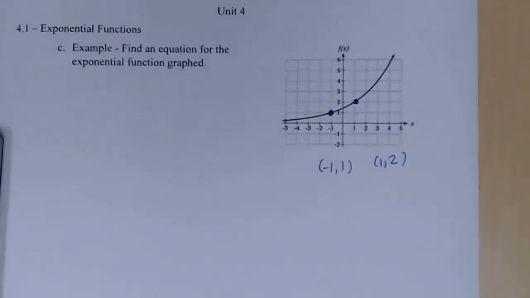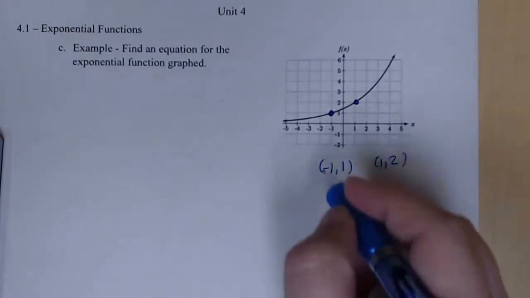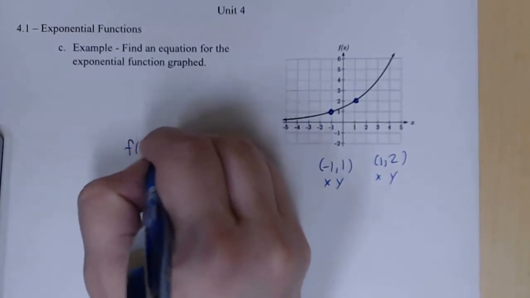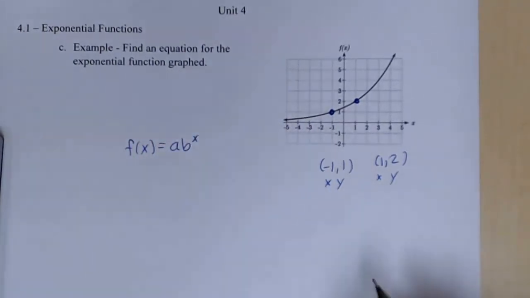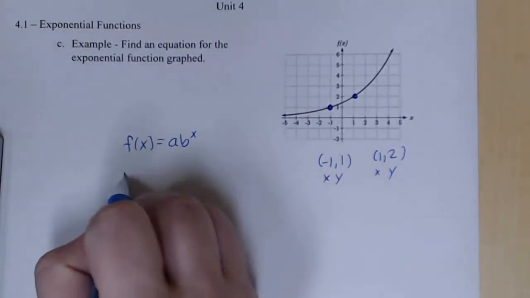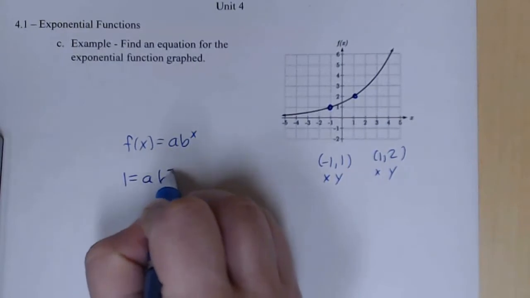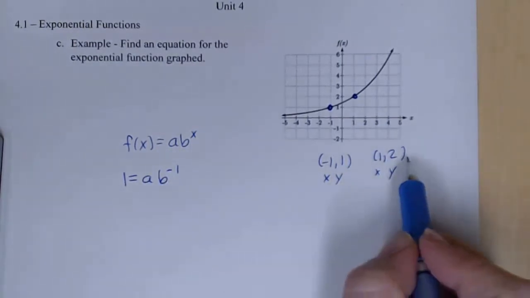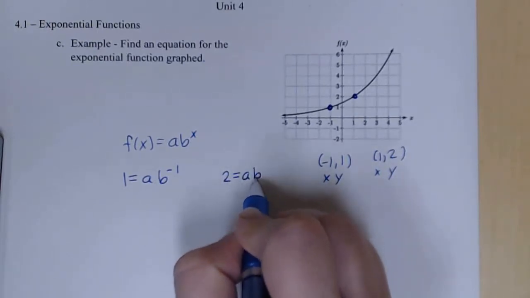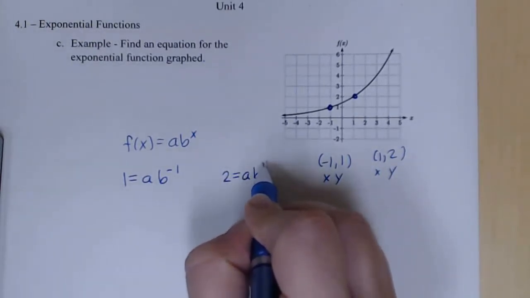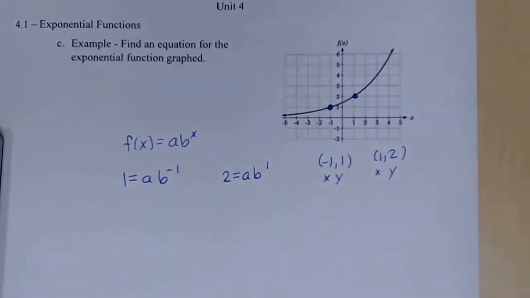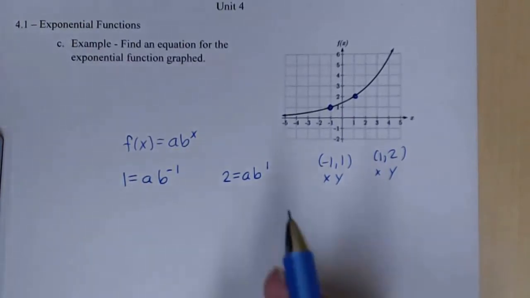So same process as the previous example. So here's my x and y. I'm going to start with my template, f of x is equal to a b to the x. And the first thing I'm going to do is write 2 equations. So I'm going to fill this in correctly this time. 1 is equal to a b to the -1. And I'm going to plug these in and get my second equation and say, okay, 2 is equal to a b to the first. Now that I have 2 equations, I'm going to solve one of them for a letter.